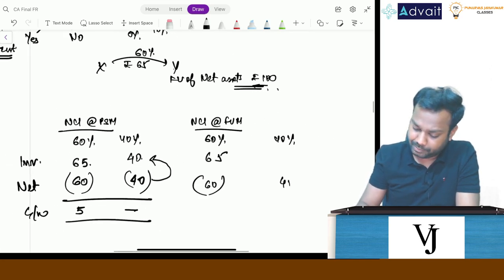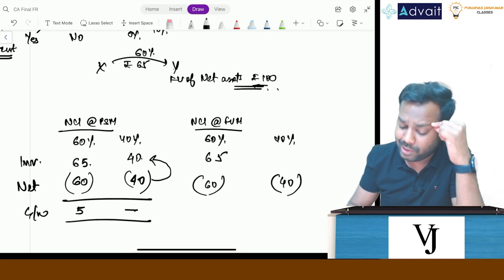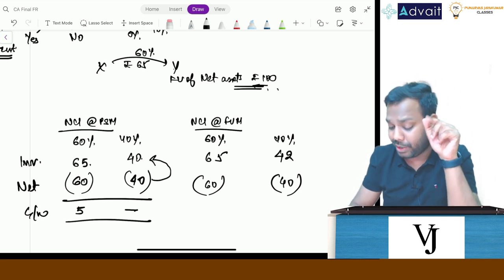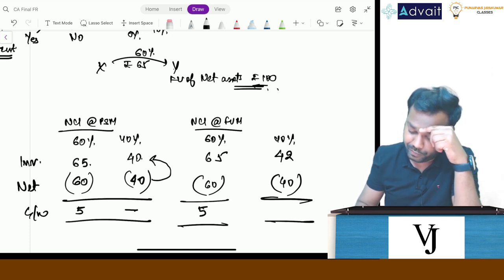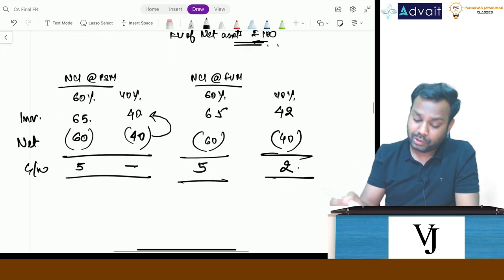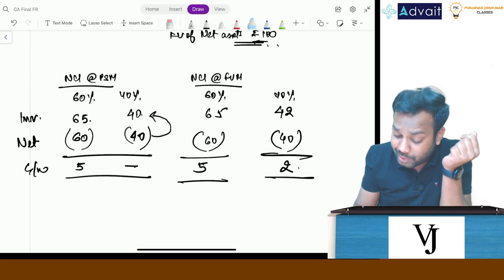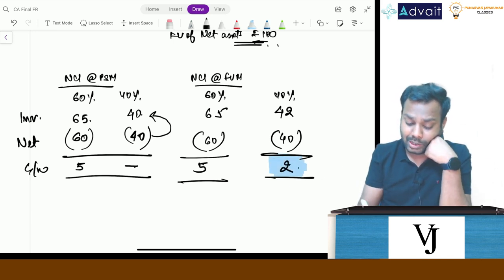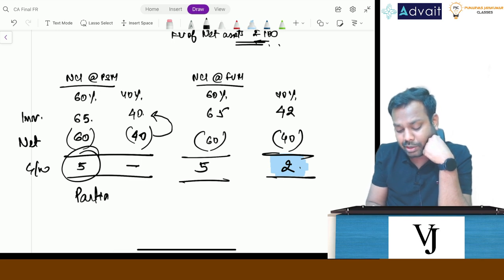This is 40, but now I am taking NCI at fair value. Let's suppose the fair value of NCI is 42. What happens? The goodwill is 5, the goodwill is 2, right? So what happens when NCI is at fair value? There is goodwill for NCI as well. Now see here, the goodwill is only for 60%. That's why it is called partial goodwill.